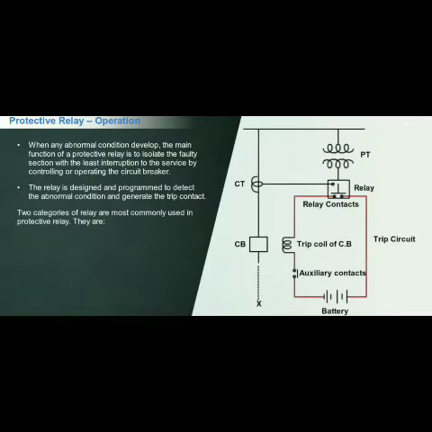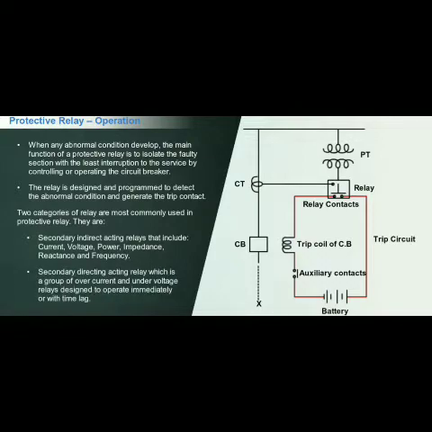Two categories of relay are most commonly used in protective relay. They are secondary indirect acting relays that include current, voltage, power, impedance, reactance, and frequency. And secondary direct acting relays, which are a group of overcurrent and under voltage relays designed to operate immediately or with time lag.